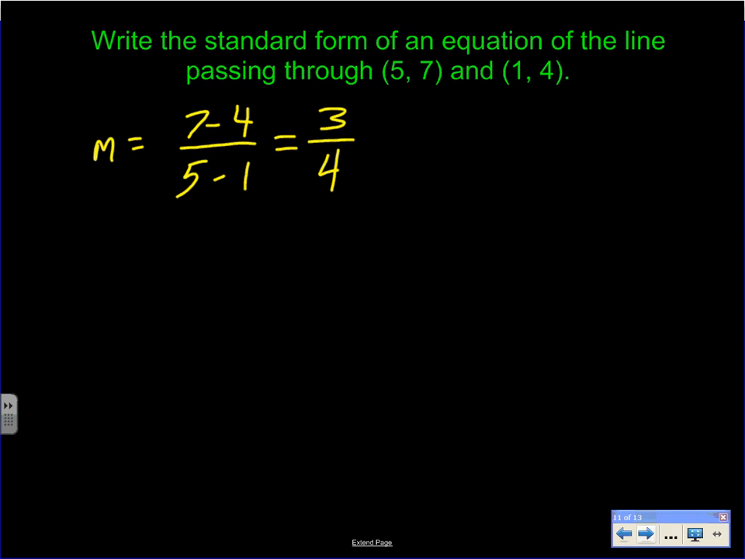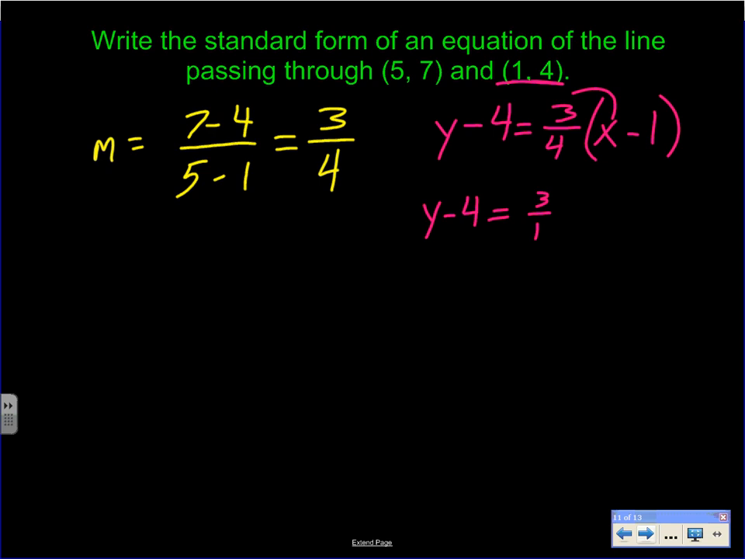Putting this in point slope form, we say y minus, let's go ahead and go with this number. I like that 1 there. Y minus 4 is equal to 3 over 4, and in parentheses, x minus 1. Next step is to distribute that 3/4 to everything. So 3 over 4 times x will give you 3 over 4 x. And 3 over 4 times, pay attention to your sign here, negative 1 will give you a negative 3/4.